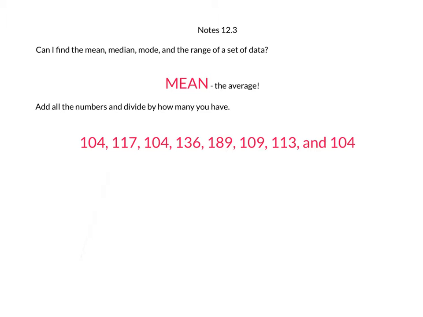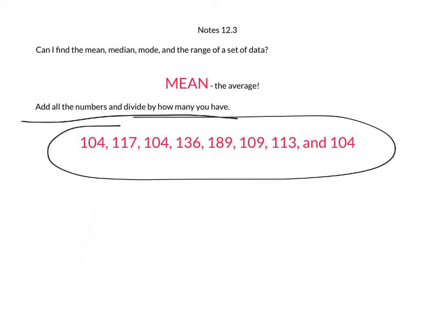So if you bowled 4 bowling games and you want to figure out what your average score was, or maybe you took 5 tests in math class and you want to figure out what was that average score for all those tests. That's what we're looking at here. And we have our definition that says that you're going to add all the numbers and then divide by how many you have. So to find my average here, we are literally going to add every single one of these.